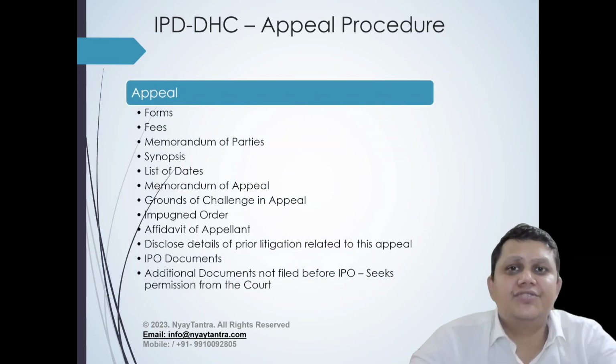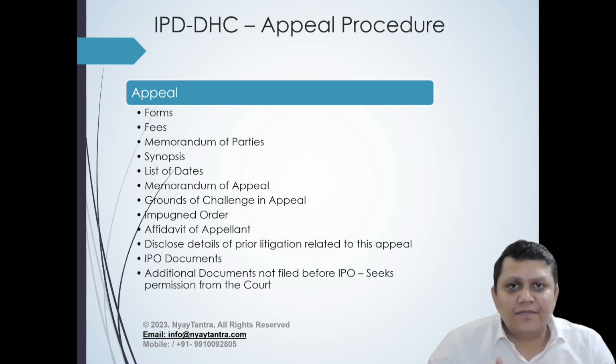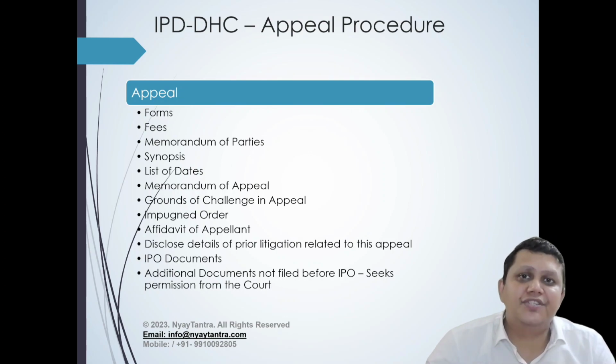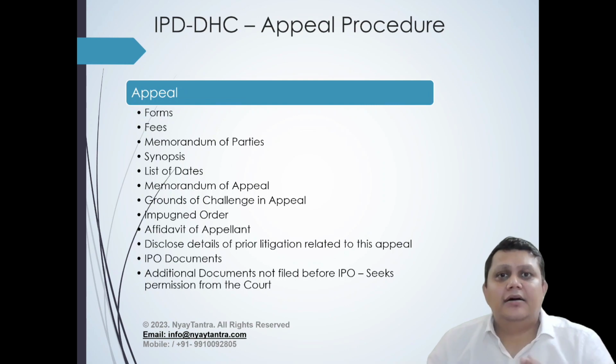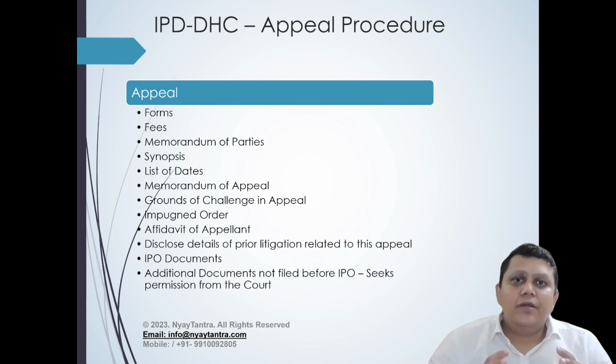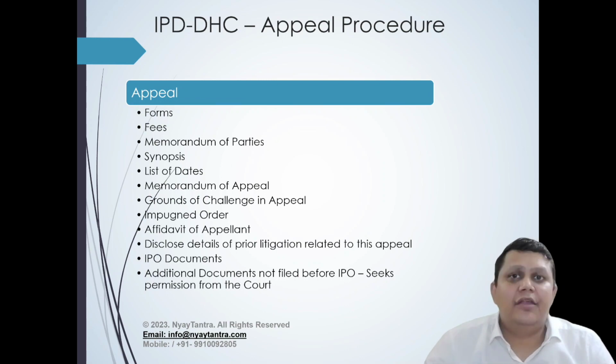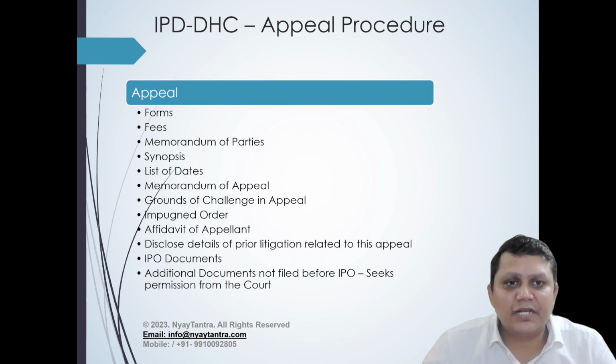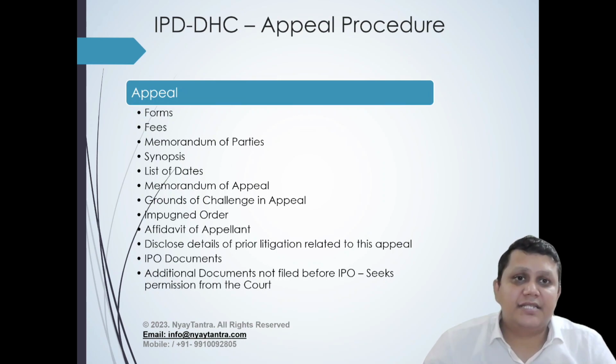So, having understood the various forms, the various sections under which you can file the appeal against the impugned order, the fee requirement and the limitation period requirement, what will be the content of your appeal petition? In your appeal petition, the form must be there as indicated in the last slide. The fees must have been paid to the High Court.